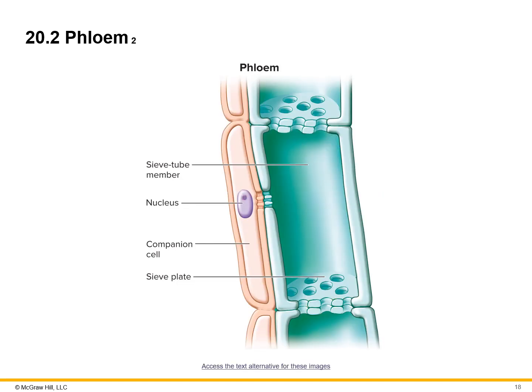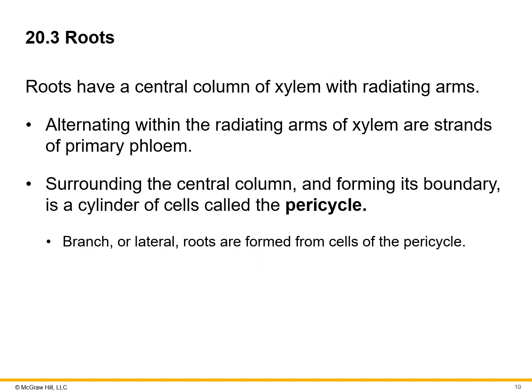All right, so just looking at this, again, we have the sieve tube member that's in here. We have the sieve plates, these perforations that are a little bit larger. And then along the edges, we have these parenchyma or companion cells that are dumping their glucose off into those to then be transported by that phloem.